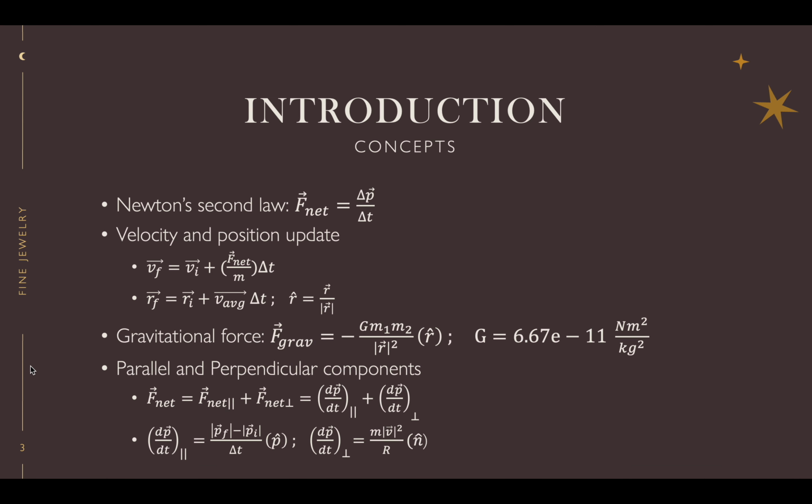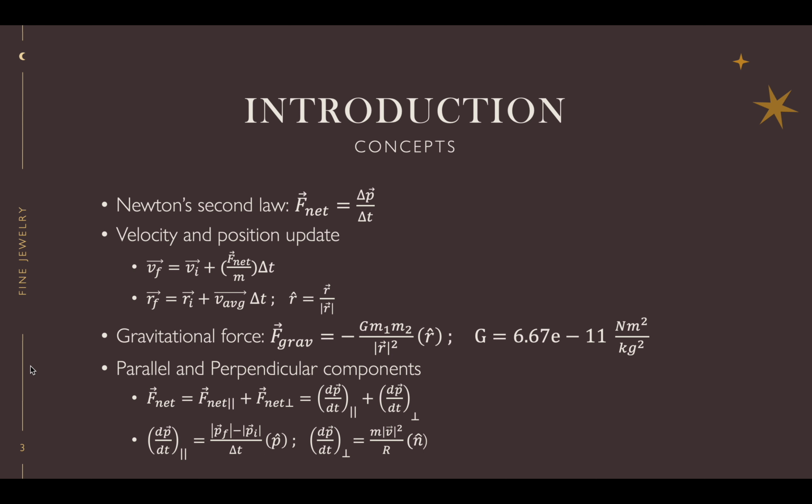Before we get into the actual coding, it's important to talk about some of the fundamental concepts that play into this lab. It starts with Newton's second law, which is that the net force is equal to change in momentum over change in time. You can derive the velocity and position update formulas from Newton's second law, which are listed, as well as breaking down the vectors into their scalars and magnitudes. It's also important to know the formula for the gravitational force and the universal gravitation constant, which is listed.